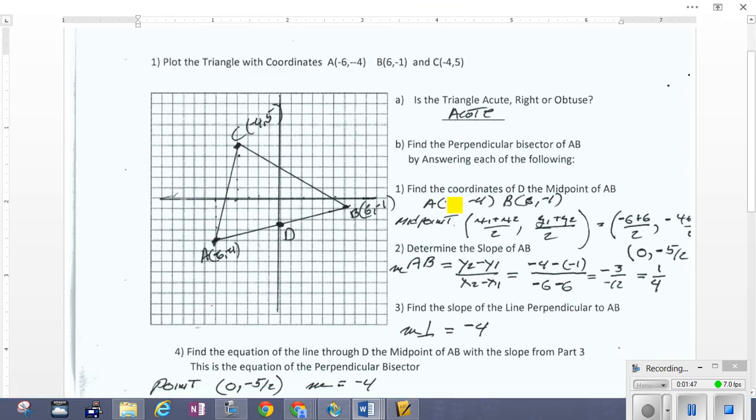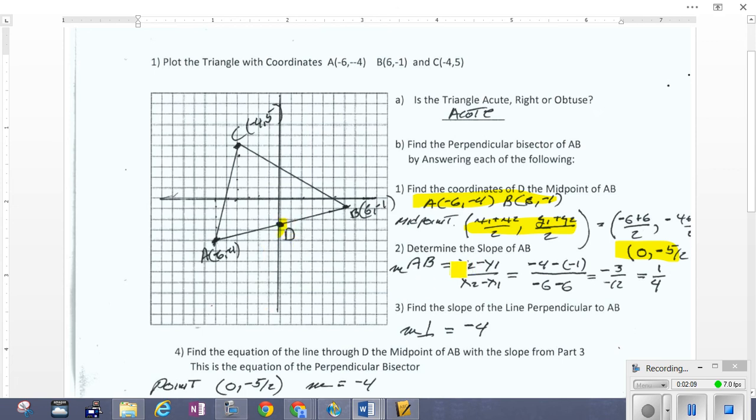So you can't forget the coordinates. I always put them down. Don't forget the midpoint formula, okay? I've got the midpoint here, 0 comma negative 5 halves, all right? 0 comma negative 5 halves, right there on the axis, kind of convenient.